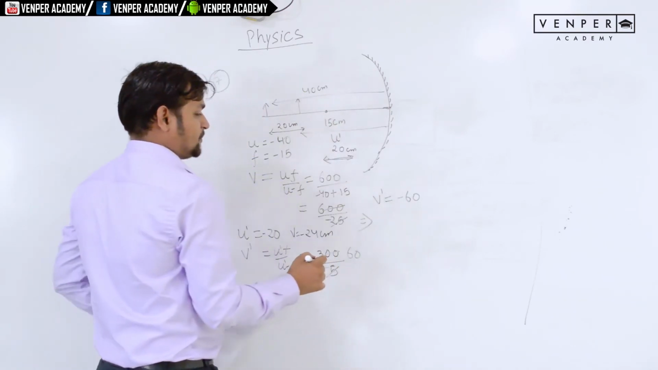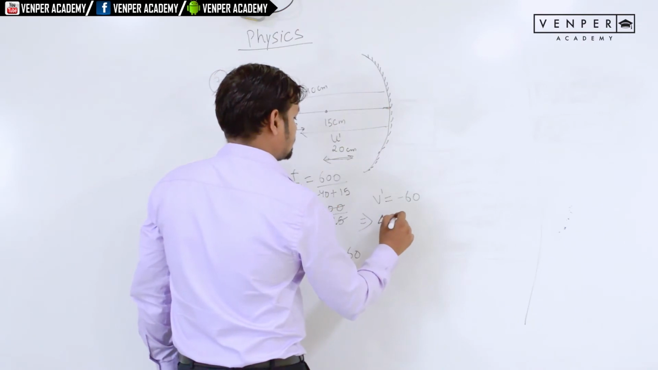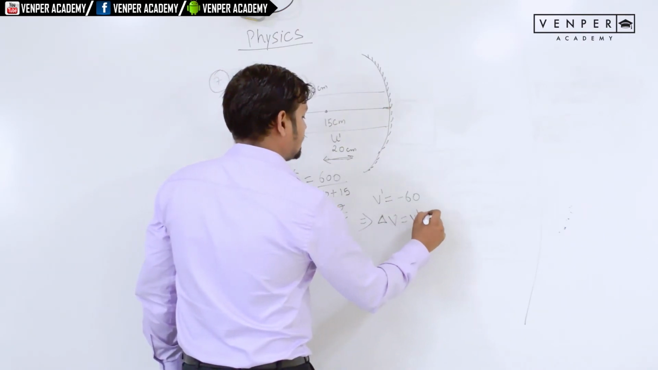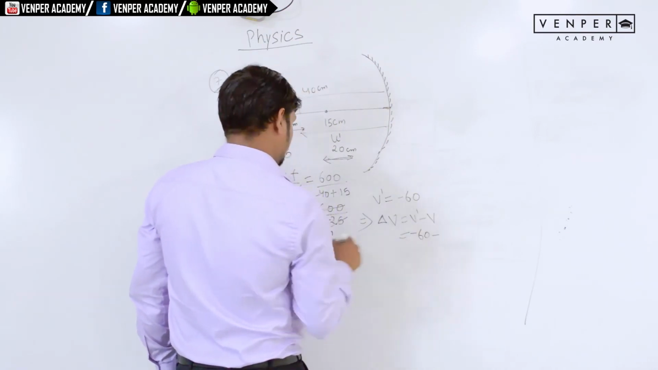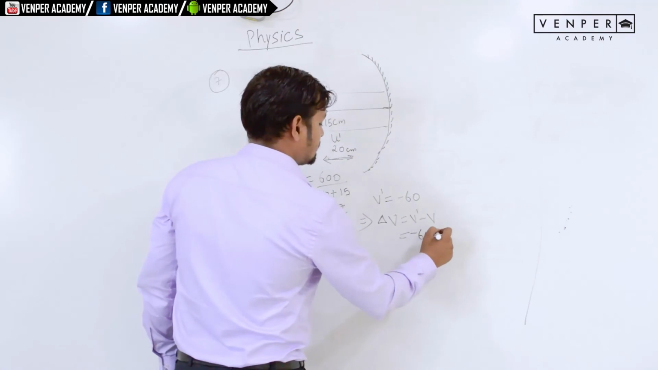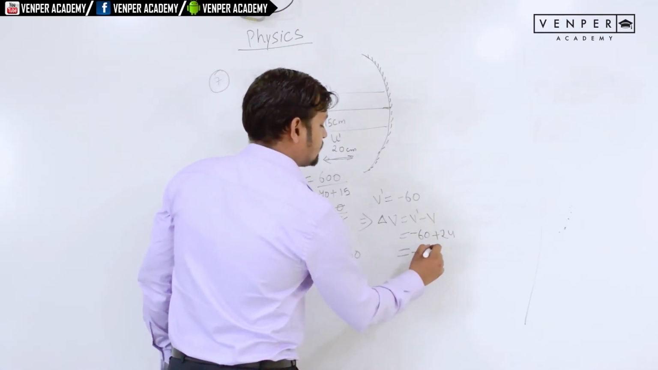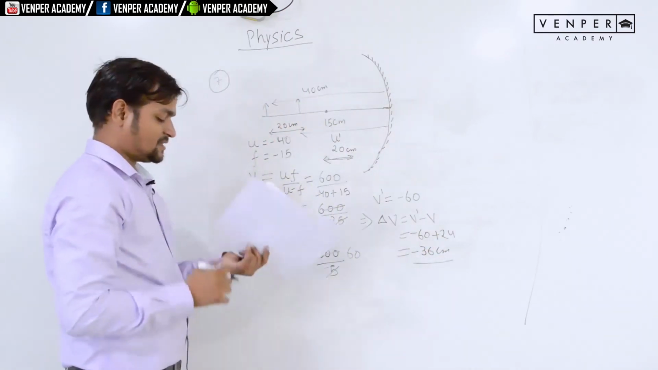Okay, so displacement of the image: I am writing this one as delta V is equal to V dash minus V. V dash is minus 60, minus V means how much? This is 24, minus minus it will become plus 24. So this answer is minus 36 centimeter. So displacement is minus 36 centimeter.